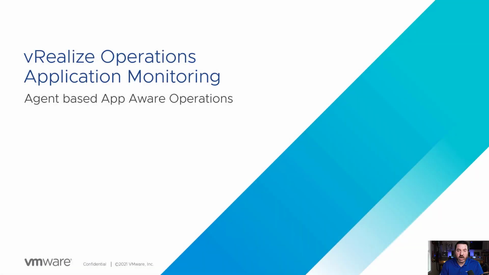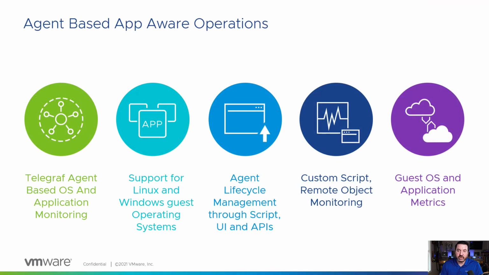Now let's move on and talk about the agent-based ways we can monitor applications. We're going to start off with the vRealize Operations Telegraf Agent. Again, this agent is completely managed from within the vRealize Operations UI, and of course there are APIs available to do a lot of this as well. We can install the agent, upgrade the agent, and even uninstall the agent. We can also configure the agent from within the UI, for things like custom script monitoring, or configuring the agent to talk to our applications.